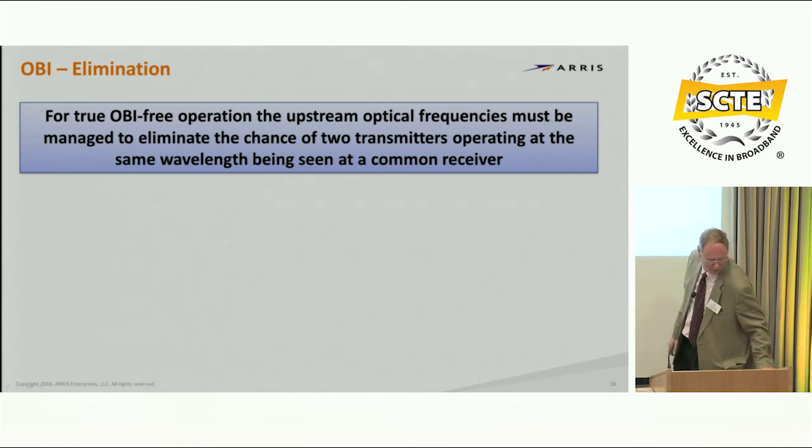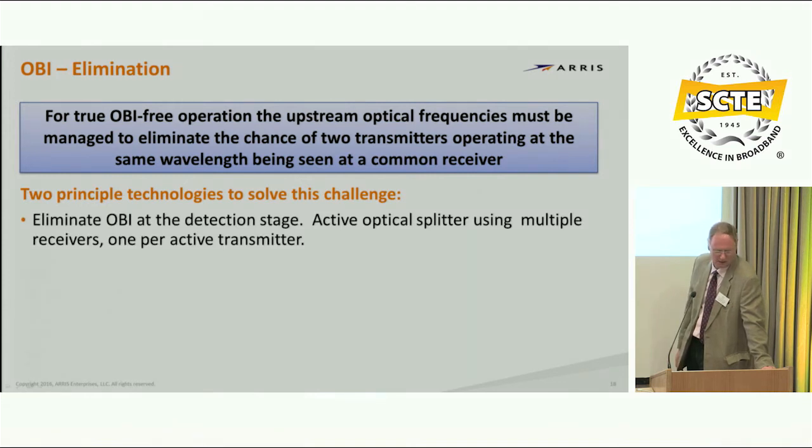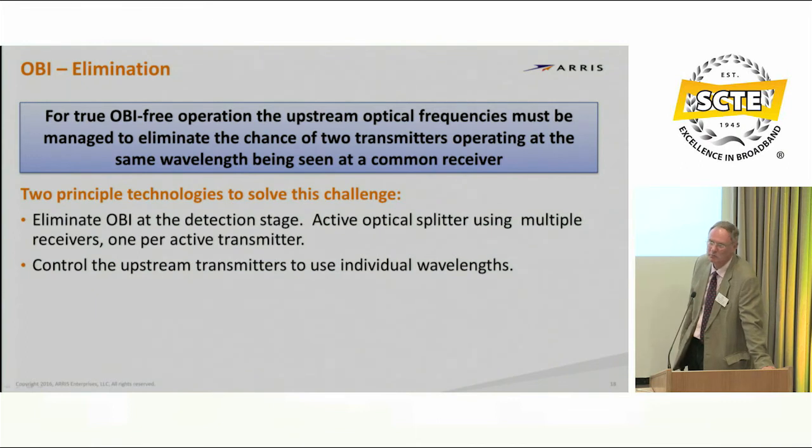For true OBI operation, you must manage your system to eliminate the chance of 2 optical transmitters operating at the same wavelength being seen at a common receiver. To date, I'm only aware of 2 principal technologies for getting rid of this. First, you can use the active optical splitter. It has multiple receivers, sometimes known as an MDR, multiple diode receiver, in which case you have 1 receiver per transmitter, and you can never get OBI because each transmitter is only connected to 1 receiver. It's the same as the rest of your network. OBI is 100% eliminated. The second option is to control your upstream wavelengths so that the 2 upstream wavelengths never occupy the same wavelength, and you separate it out that way.